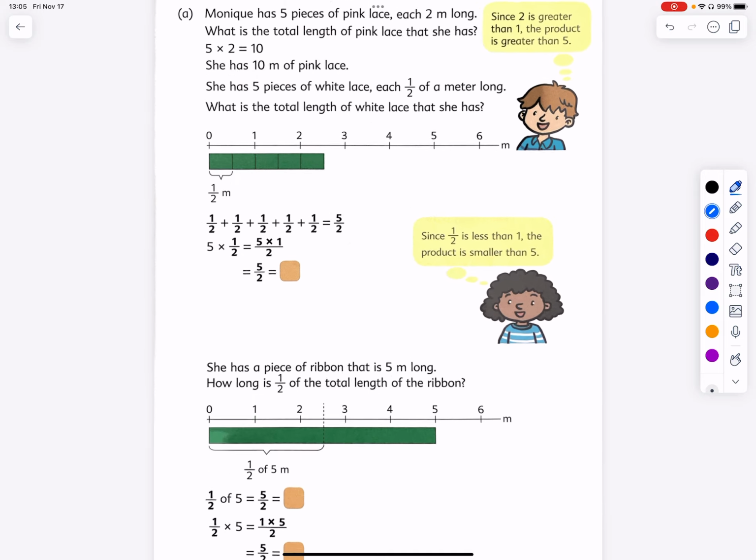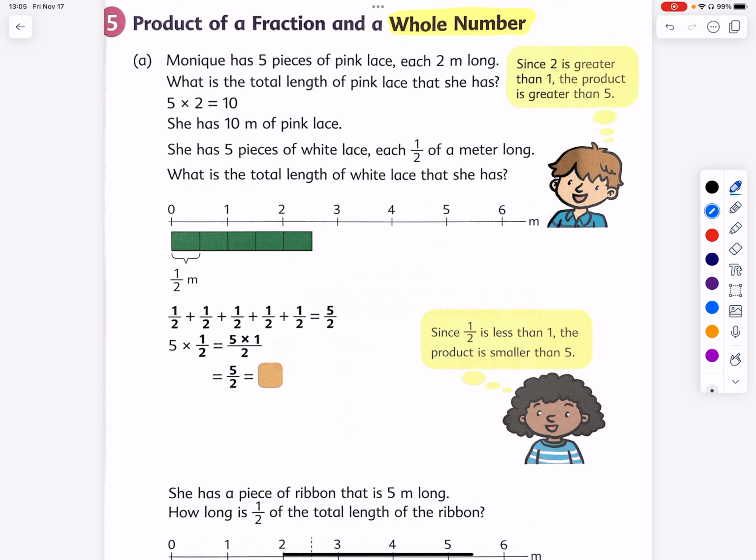Monique has 5 pieces of pink lace, each 2 meters long. What is the total length of pink lace that she has? Well, that's an early third grade word problem. 5 pieces, taken 2 meters each. Of course, she has 10 meters of pink lace. Everything is great. Third grade.